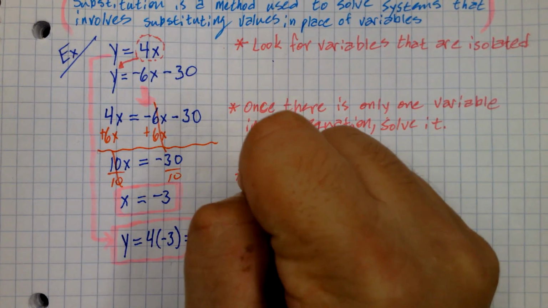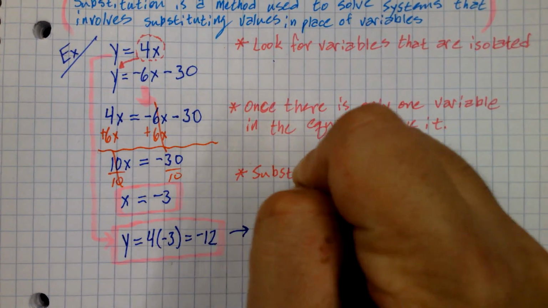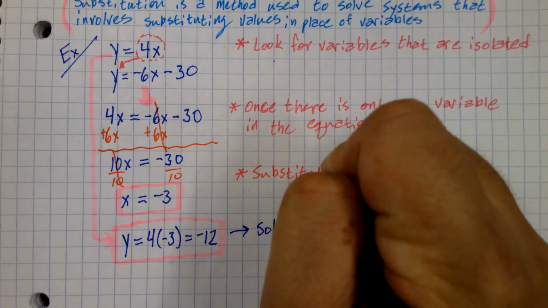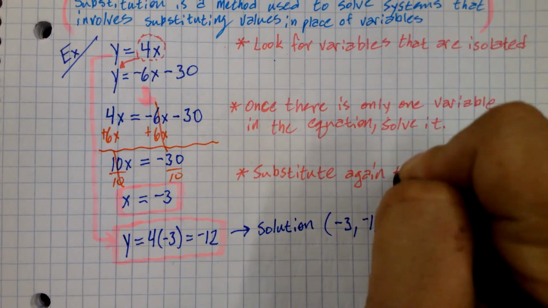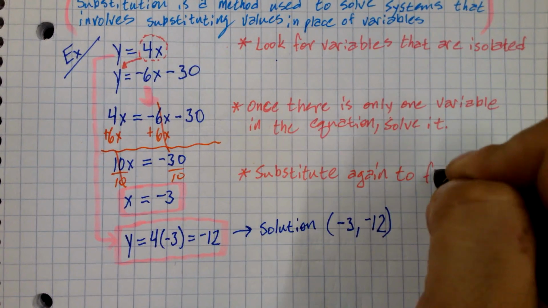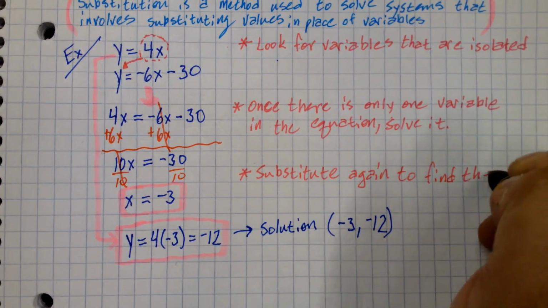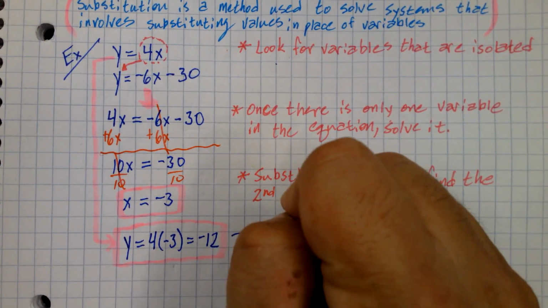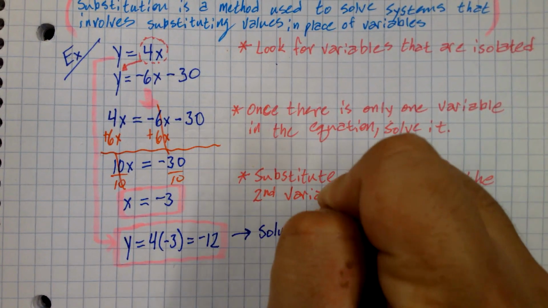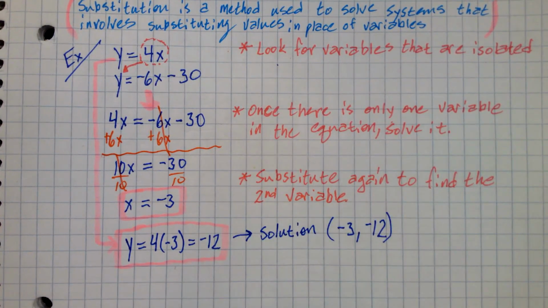We're going to say substitute again to find the second variable. Okay? So that's the method basically. It depends, it varies from equation to equation, but that's more or less how we solve these.